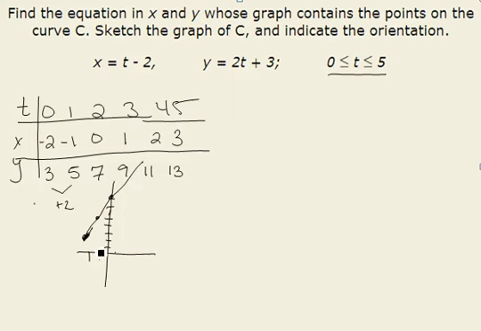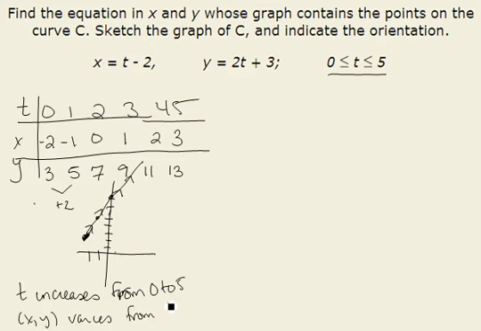Sketching out my graph, I would also recognize the orientation of this line states that as t increases from 0 to 5, my values of x and y increase, from our first point, (-2, 3), to our last, (3, 13).